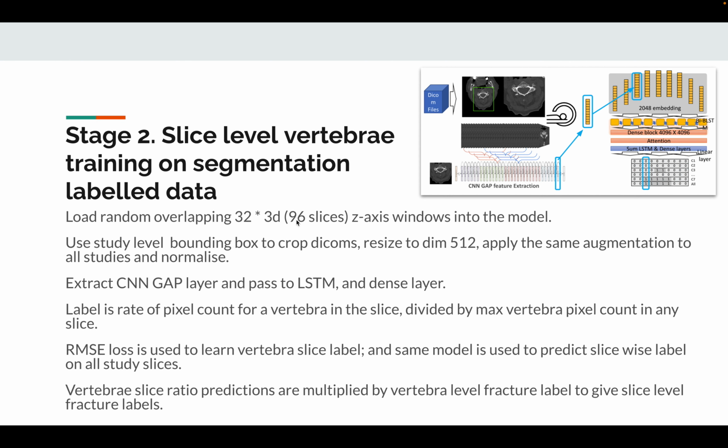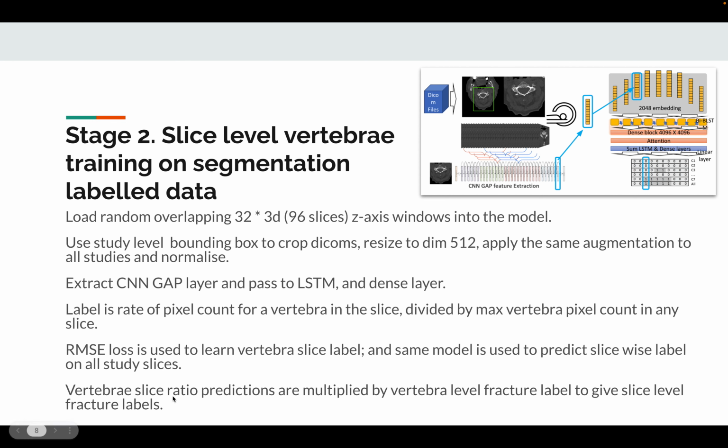So 32 by 3D, 96 slices along the z-axis. We crop out the box, resize it to 512 by 512, and pass it through the GAP layer. The label is the rate of pixel count for a vertebra in the slice, so that ratio that we talked through. RMSE loss is used, and yes, we use this model going forward as well, but this is just to learn that.